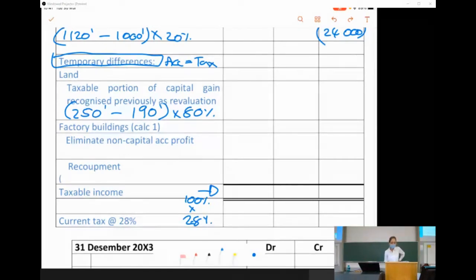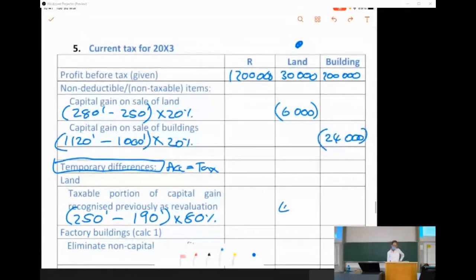Okay, how much is that? So I add that now for land. 48,000. Good.